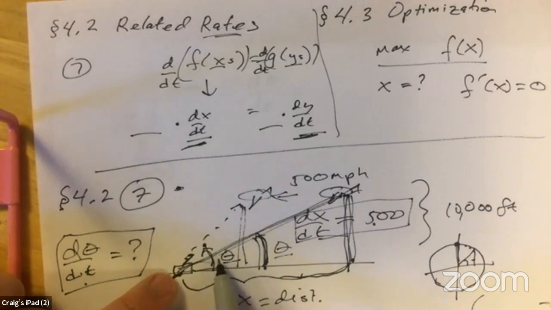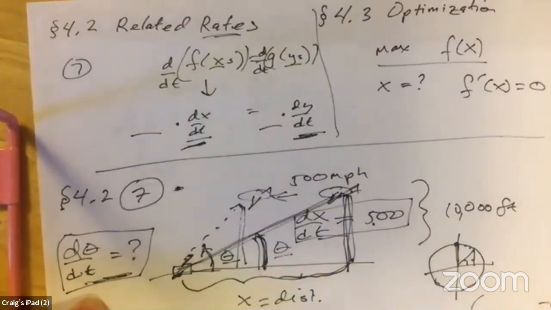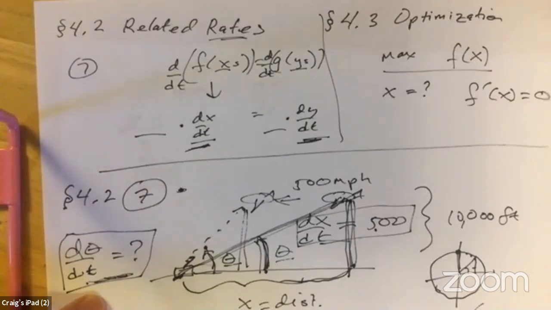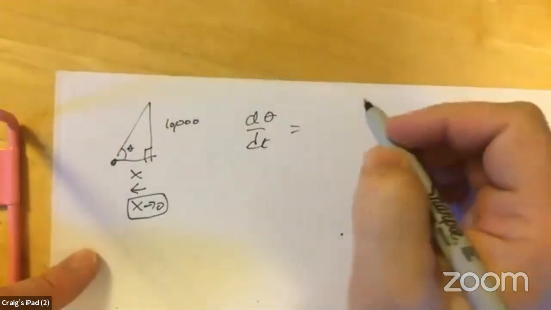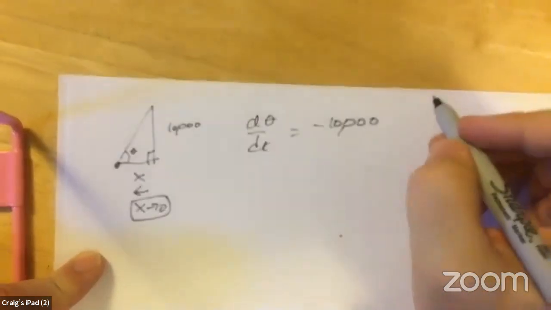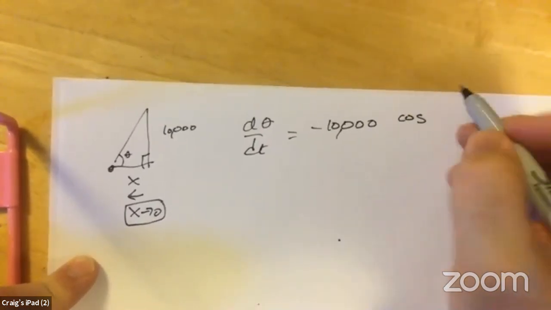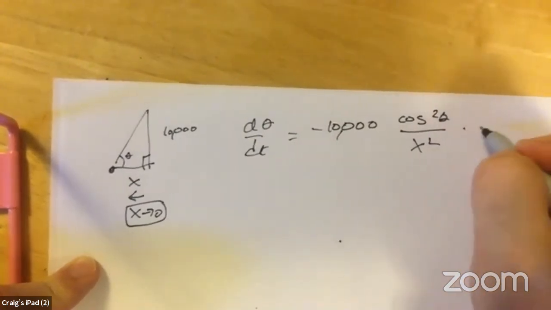And the question is, do I have to rotate at 500 miles an hour? Well, no. I just have to rotate my eyes a little bit as the plane goes by. But this is the fastest I'm going to rotate. And exactly how fast is that? What is d theta dt as the plane is zooming over? That's what this equation will answer. We solved that d theta dt is minus 10,000 cosine squared of theta divided by x squared times dx dt.